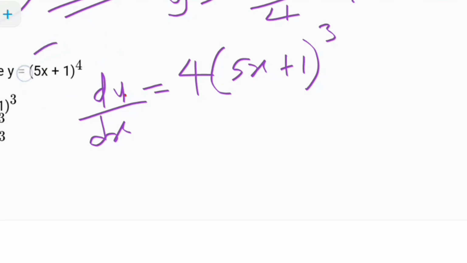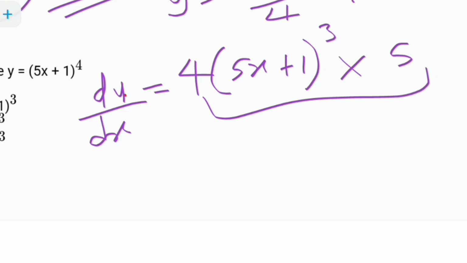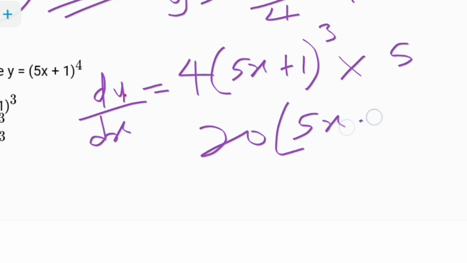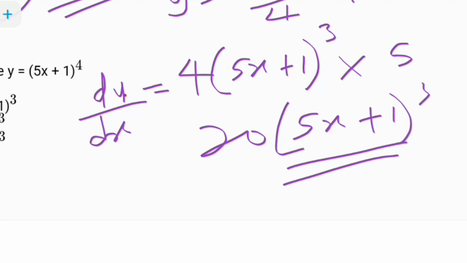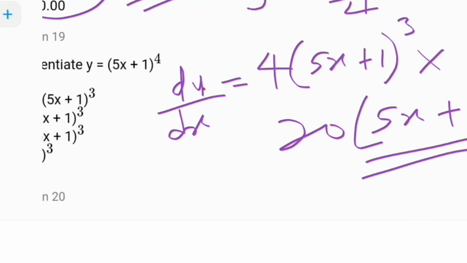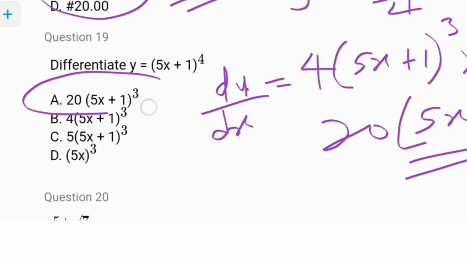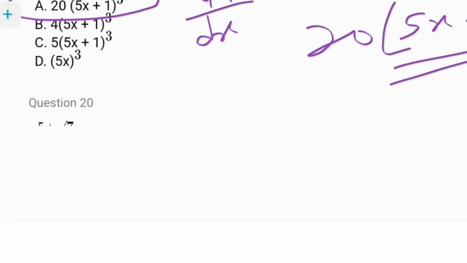Then you have to differentiate the one that is inside, which is 5x plus 1. If you differentiate 5x, you get 5. Differentiate 1, you get 0. So if you differentiate 5x plus 1, you get 5, times 5. So just multiply this by 5. 4 times 5 will give you 20. So 20, then (5x plus 1) raised to the power 3. This is the answer here: 20 into (5x plus 1) raised to the power 3. If you check your options, you see that right there. That's option A.